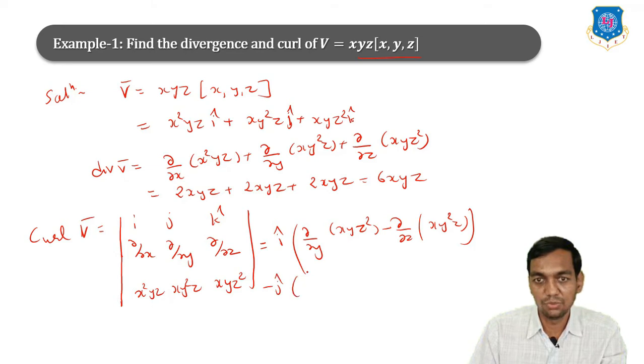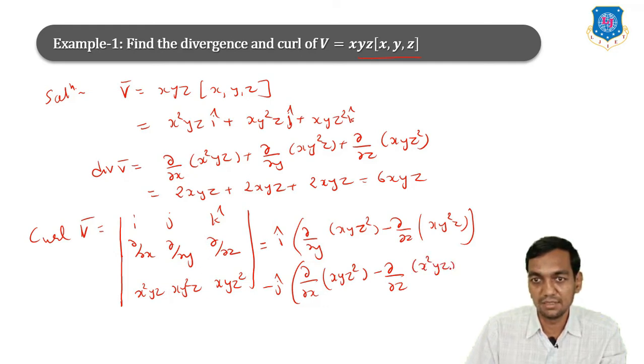minus j into derivative with respect to x of x y z square minus derivative with respect to z of x square yz, plus k into derivative with respect to x of x y square z minus derivative with respect to y of x square yz.